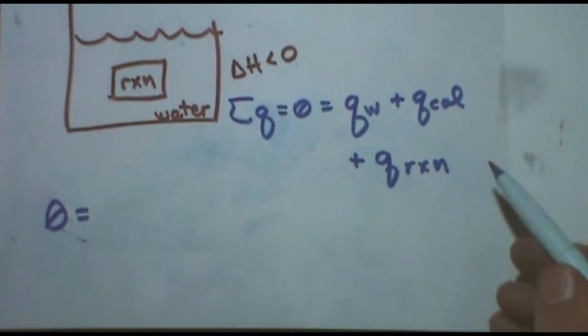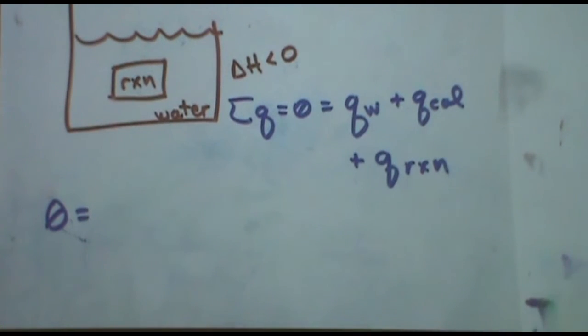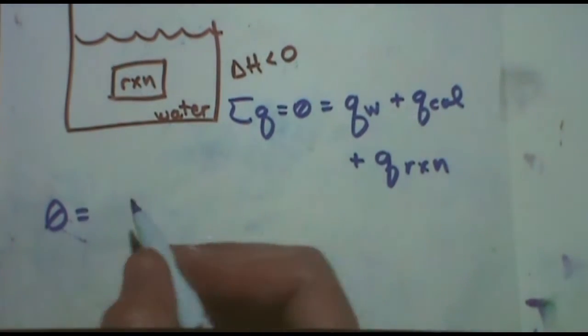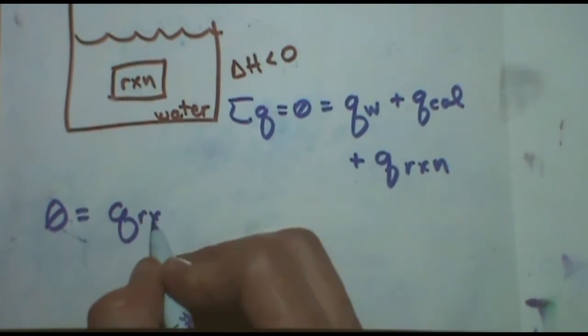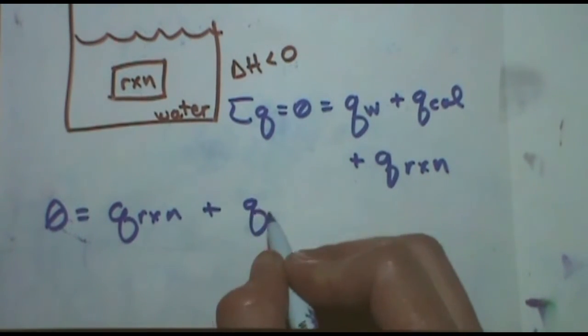Now some of you, your instructors or whoever, might say Q reaction is negative the other ones. That's the next step after this. It really depends what you're solving for. Let's say we are solving for Q reaction or the delta H. Well, we'll get there in a second. Q reaction. I want to rewrite it so I have more space.